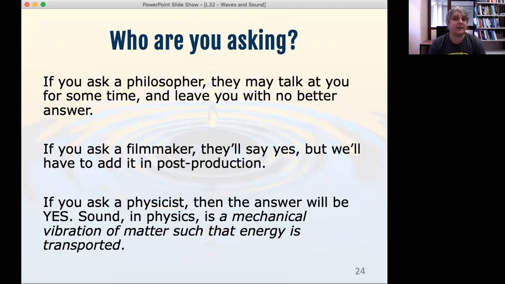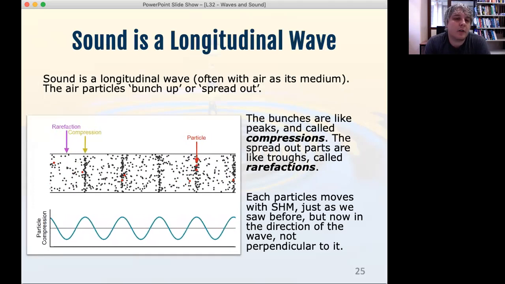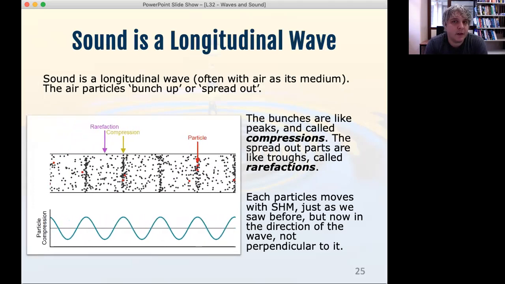How do we define sound? If you define sound as what someone hears, then you need a someone there for there to be a sound, and that's essentially the crux of that question. But for physics, there's always going to be a sound. As I said, sound is a longitudinal wave. Air is usually the medium. It's the most common one for us anyway.